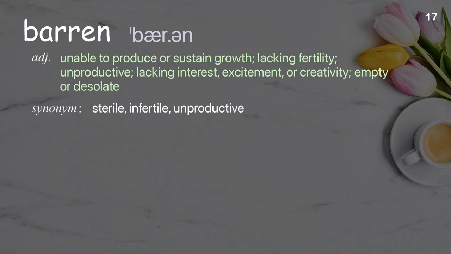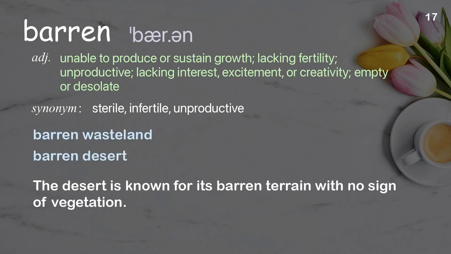Barren. Unable to produce or sustain growth, lacking fertility, unproductive, lacking interest, excitement, or creativity, empty or desolate. Examples: barren wasteland, barren desert. The desert is known for its barren terrain with no sign of vegetation.